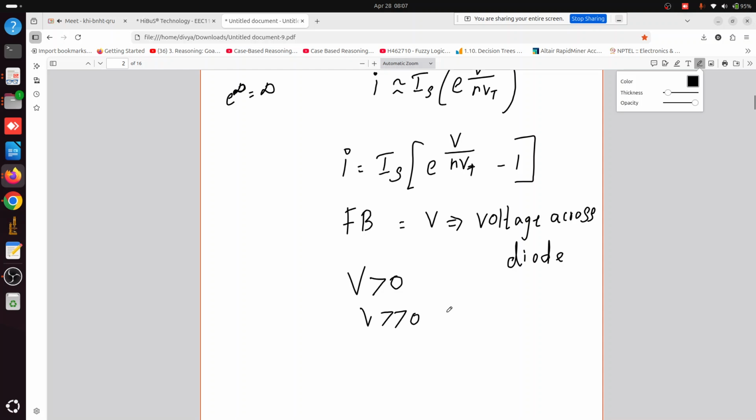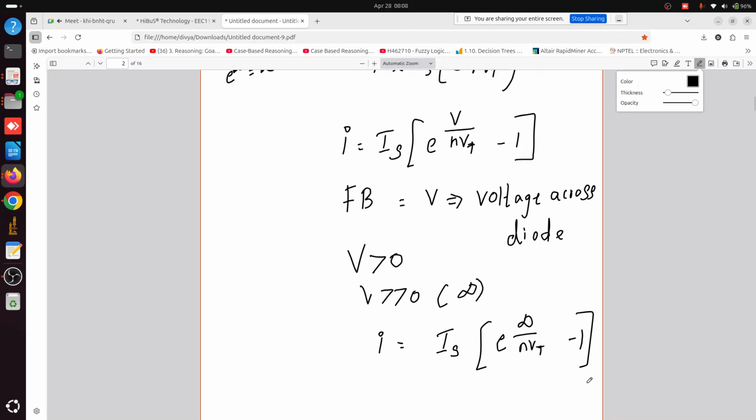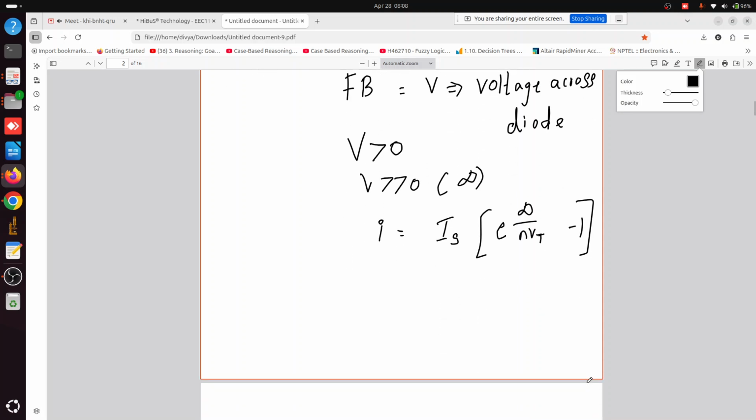Assume that this is infinity now. Just assume it's very much high, so I'm assuming the maximum value that it is infinity. Now what happens if you substitute infinity? I is equal to Is e power infinity by n into Vt minus 1. Is this right? Okay, so now what is e power infinity?